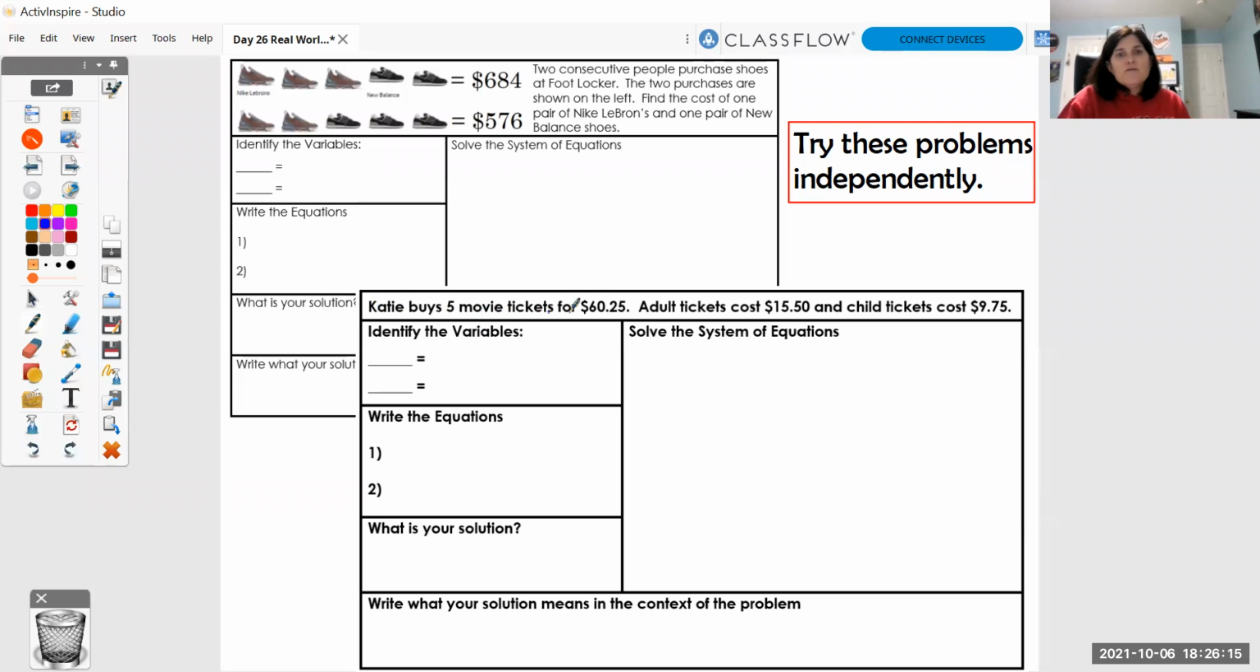Katie buys 50 movie tickets for $60.25. This number right here might be different on yours. Make sure you change it to $60.25 before you get started on that problem. And then when you are done, you will check the answer key with your guest teacher. So I hope that it goes good.